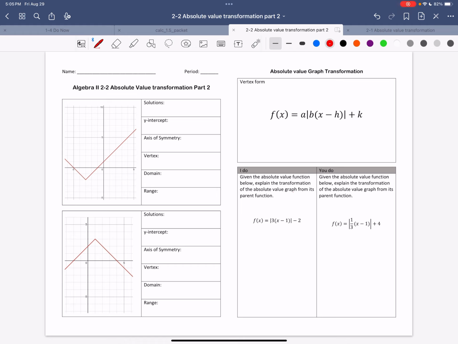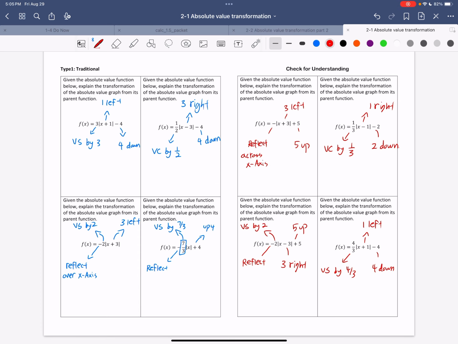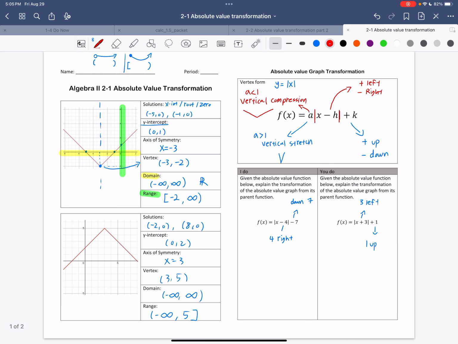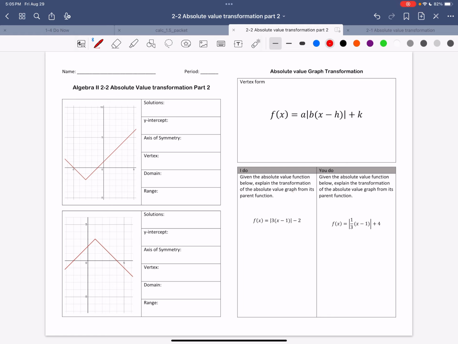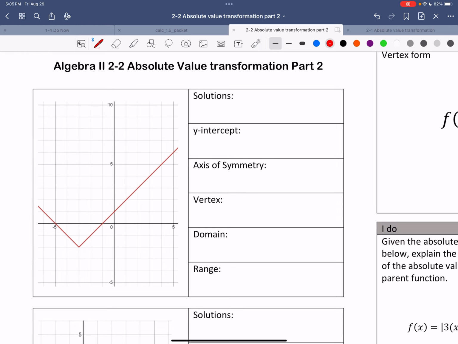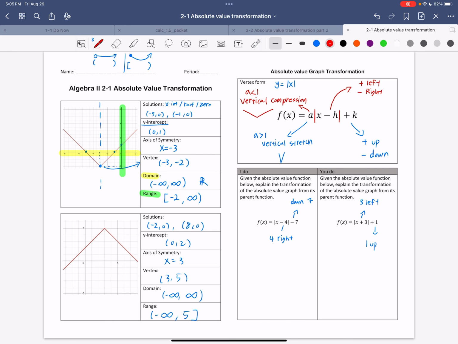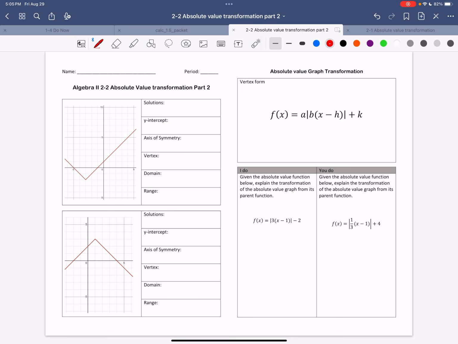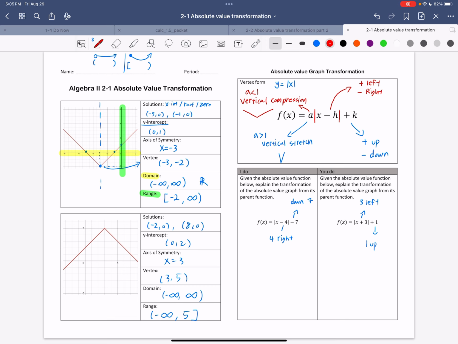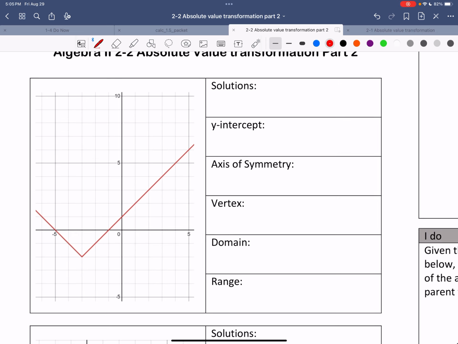This is almost exactly the same thing that we did in 2.1, but the only thing that is different is I just added b here, okay? So just like the previous lesson, let's just start with the graph here.